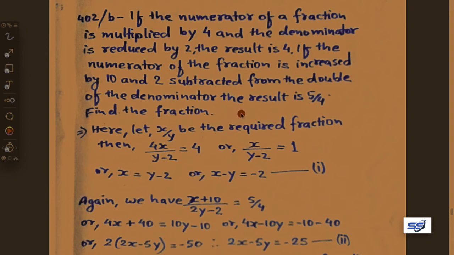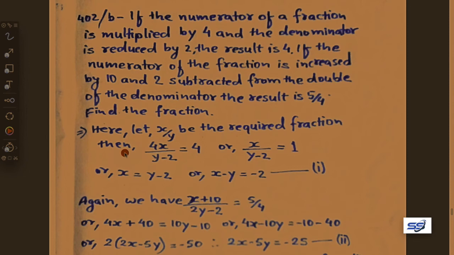Here also we are given a verbal equation based problem. To solve this problem, we have to assume certain things. Let x upon y be the required fraction. Our original fraction shall be x upon y, where x is the numerator of the fraction and y is the denominator of our assumed fraction.